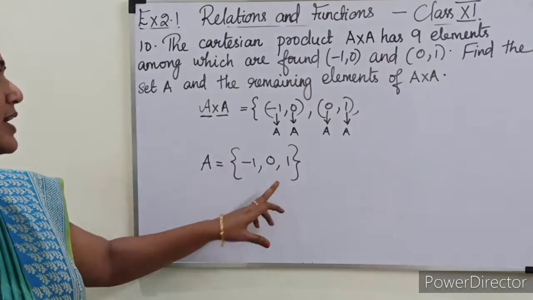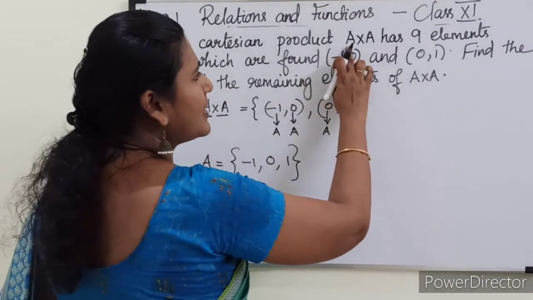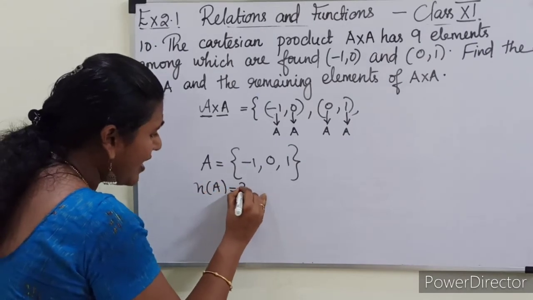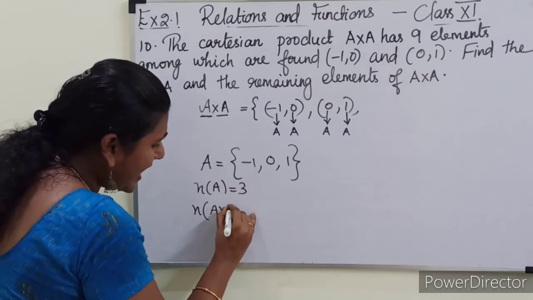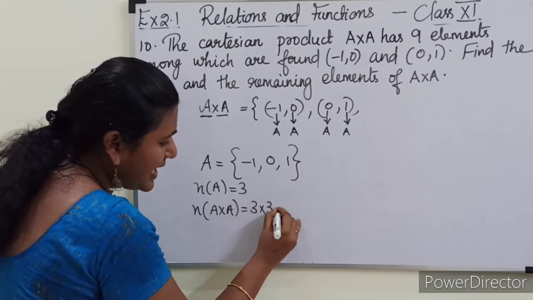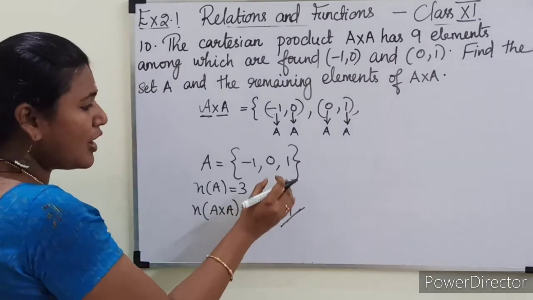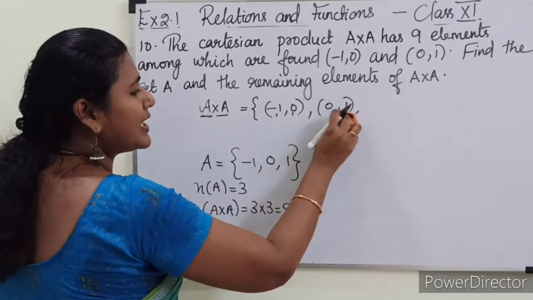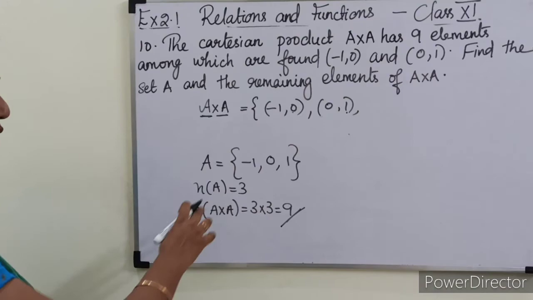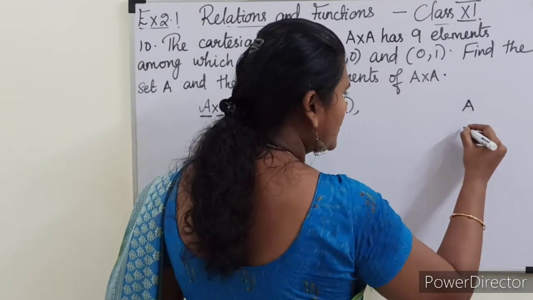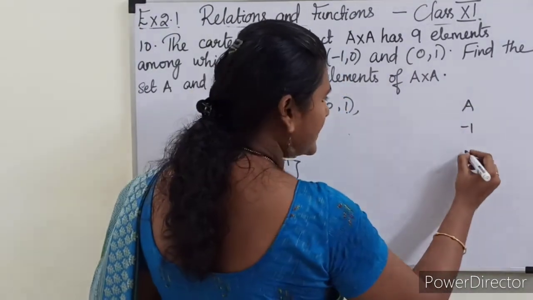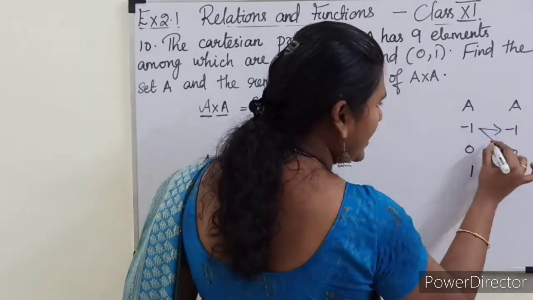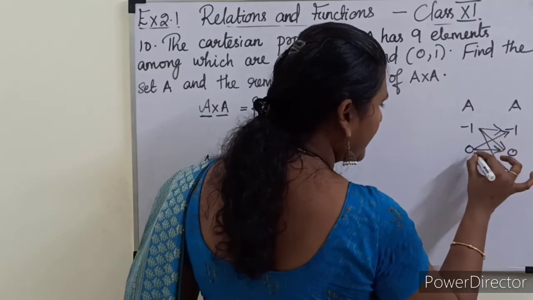So already they have given that the Cartesian product A cross A has 9 elements. So if n of A is 3, we get n of A cross A equal to 3 into 3, equal to 9 elements. Now we are going to find the remaining elements of A cross A. So here the set A is {-1, 0, 1} and again {-1, 0, 1}. So we are going to find the Cartesian product.